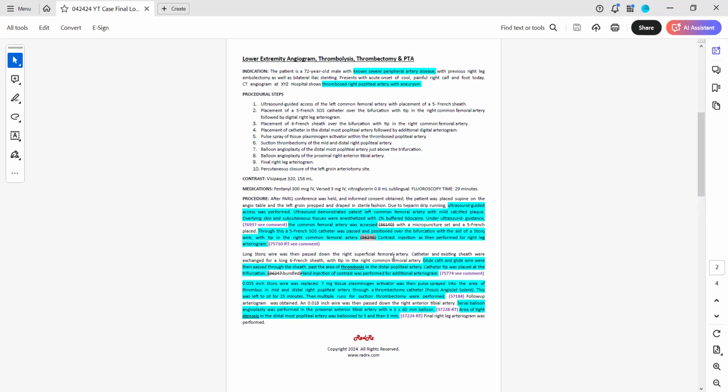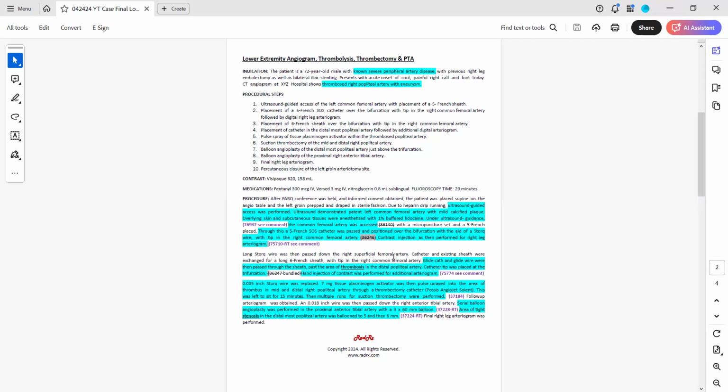Okay, so now let's look at the procedure details themselves. We come down here where it says ultrasound guided access was performed. Ultrasound demonstrated a patent left common femoral artery with mild calcified plaque. And then it mentions that under ultrasound guidance, the common femoral artery was accessed. So the only thing we have missing here for the 76937 is a comment that permanent images were stored. The American College of Radiology has said that the report does not have to explicitly state that permanent images were stored, but they have to be able to be produced in the event of an audit.